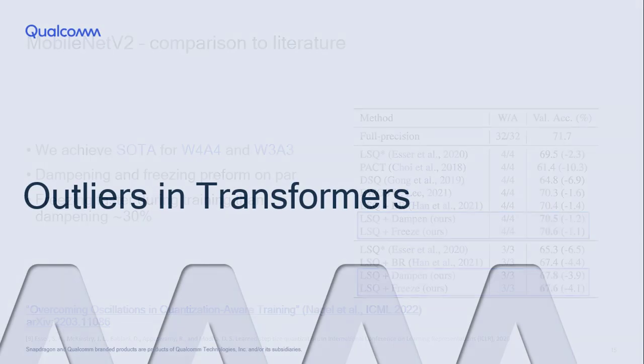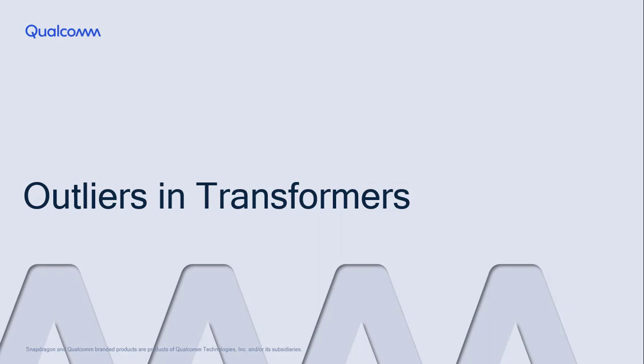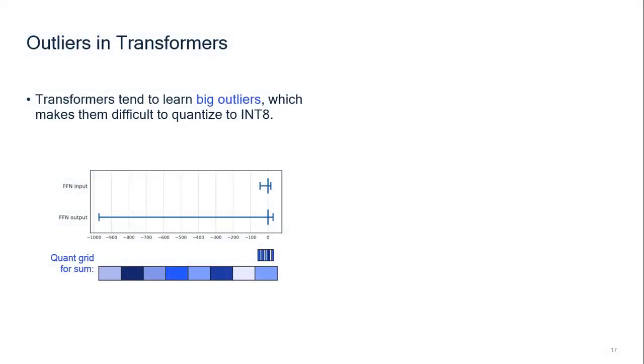Next, we will discuss outliers and transformers. So transformers tend to learn big outliers. We've observed this before, and others have observed this as well. There are several papers that have remarked on this. And these outliers make transformers hard to quantize to 8-bit fixed point after training.